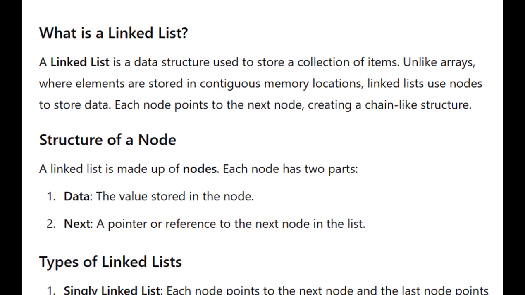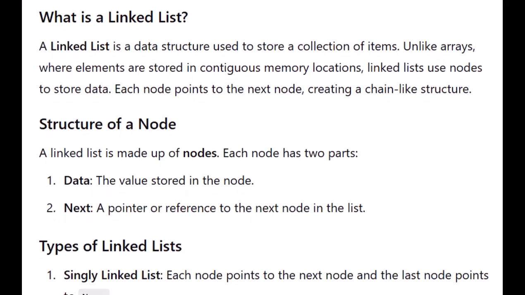What is a linked list? A linked list is a data structure used to store a collection of items. Unlike arrays, where elements are stored in contiguous memory locations, linked lists use nodes to store data. Each node points to the next node, creating a chain-like structure.